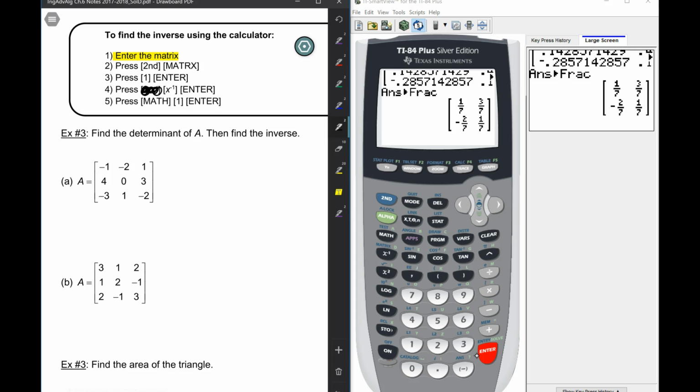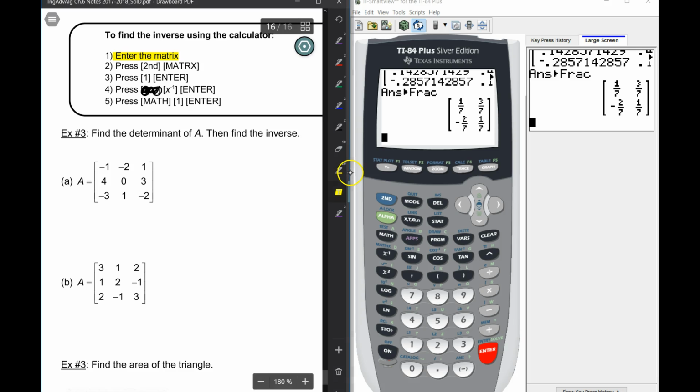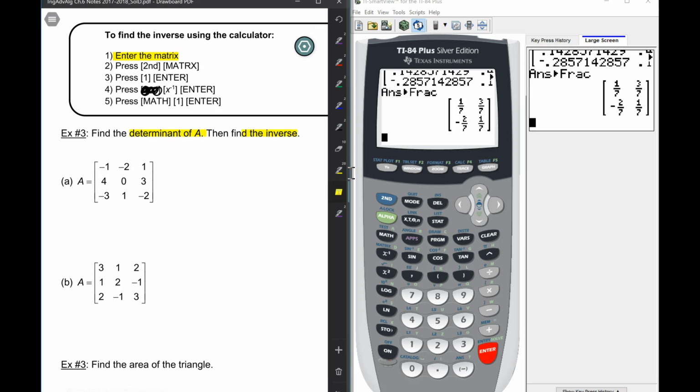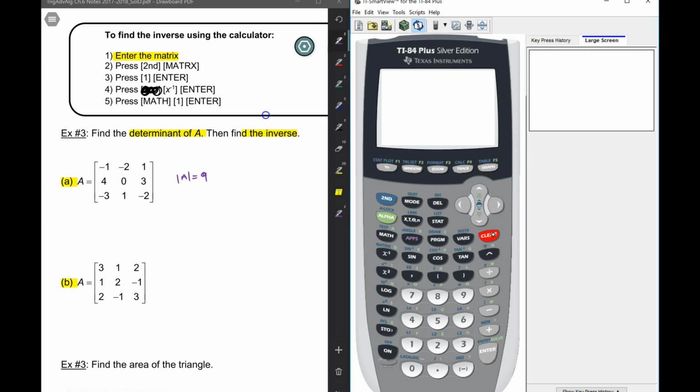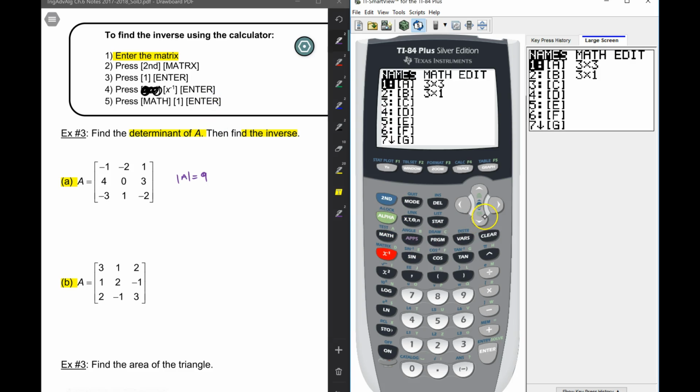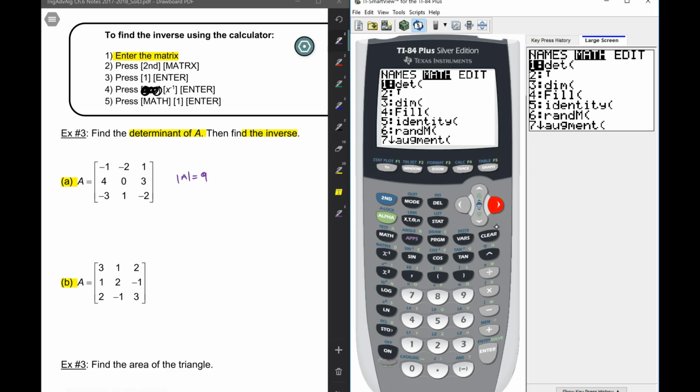What you're going to do now is the determinant of A for the first one, and then the inverse in fractions, all right? And please go ahead and do it for A and B. I'll stop this for a minute. So one more find. Okay, so to find determinant, second matrix. You have to go to math. This is all in the directions that I have. You have to go to math, and that's where the determinant matrix option is.